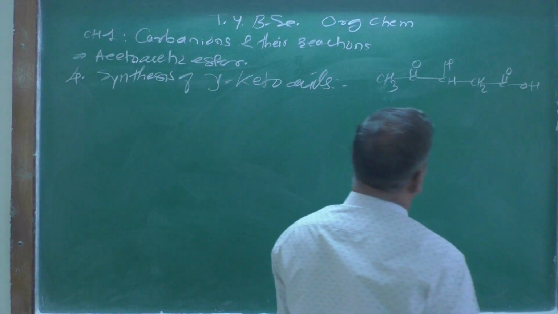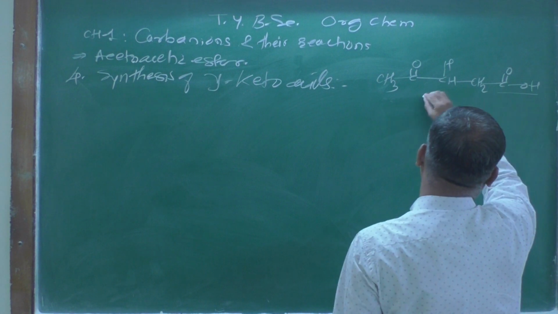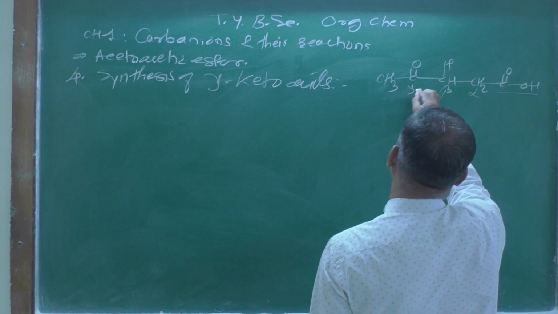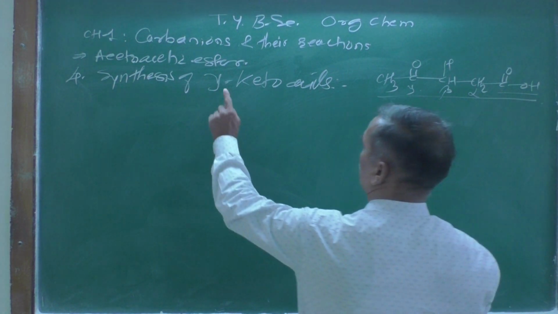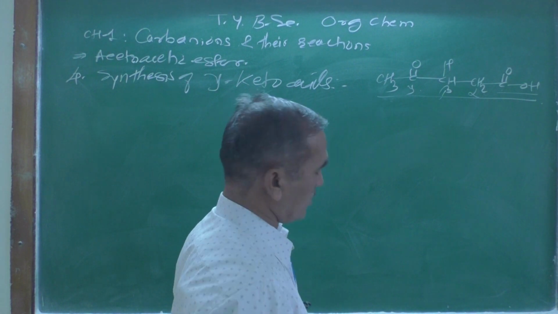This type of compound, because from this side this is the acid group. This acid group is termed as alpha, beta, and this one is gamma, and therefore it is known as a gamma keto acid. This one is a gamma keto acid.